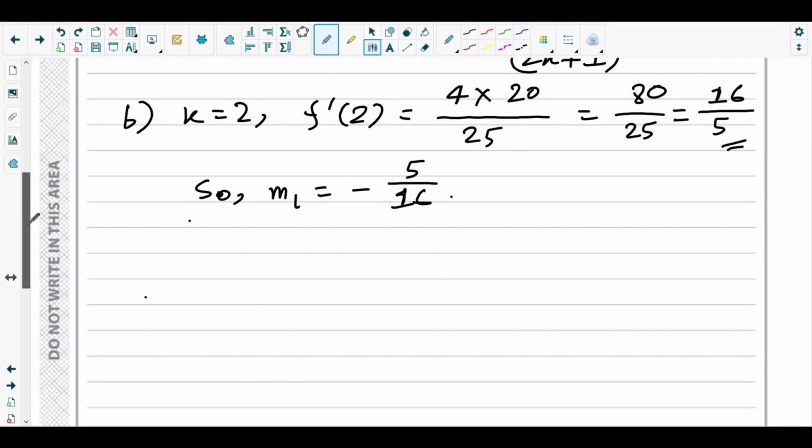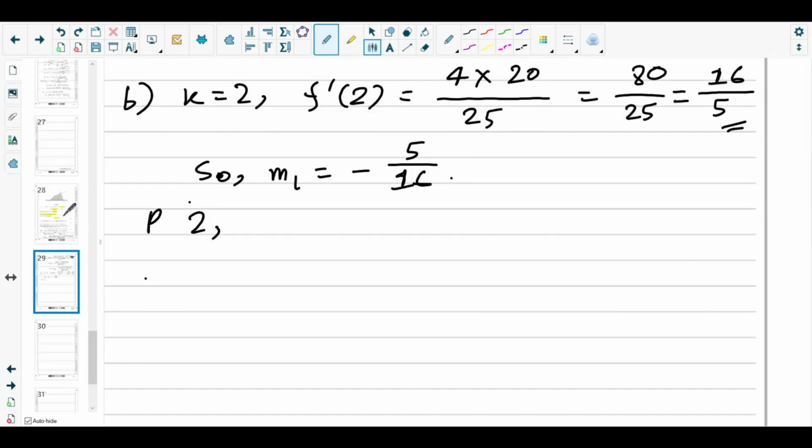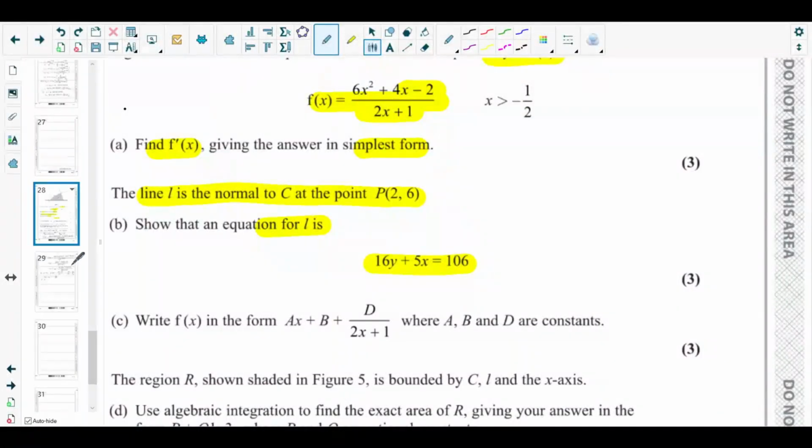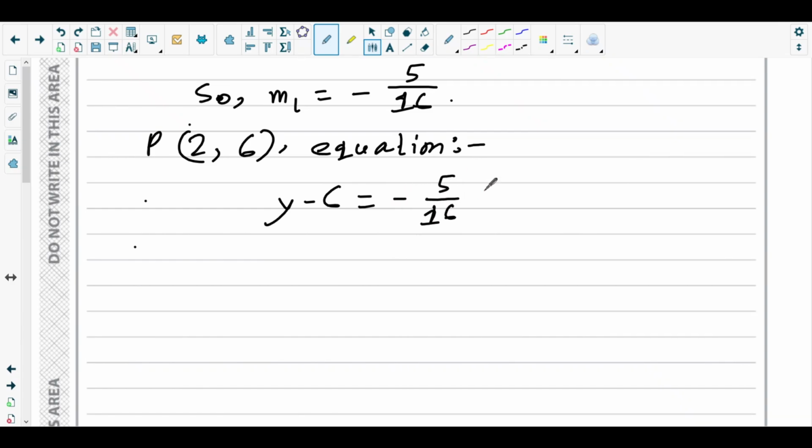Fine, we got the tangent. We know the point P, it has x coordinate 2 and y coordinate 6. So we can easily now find out the equation of the line, right? So what would be the equation? y minus y1 equals m, which is -5 over 16, times x minus x1.